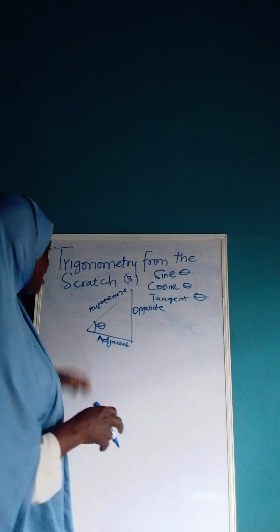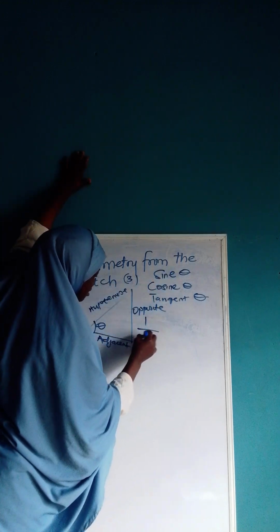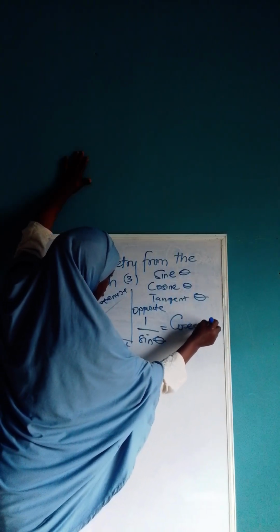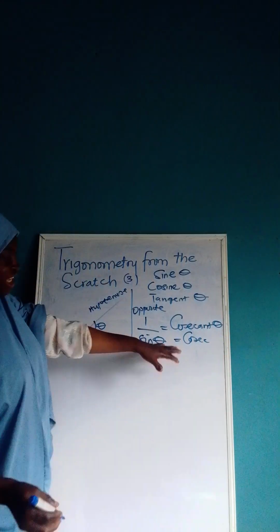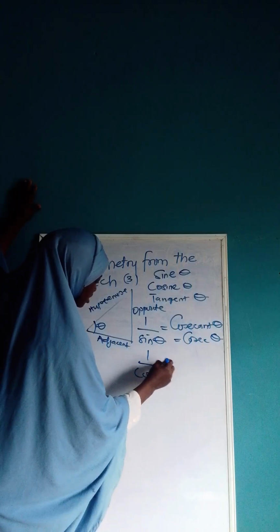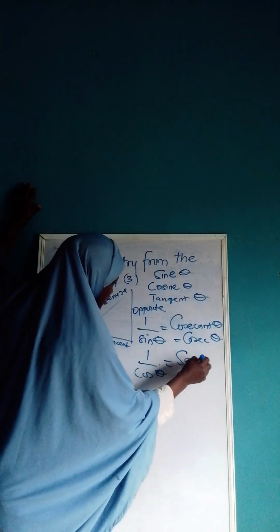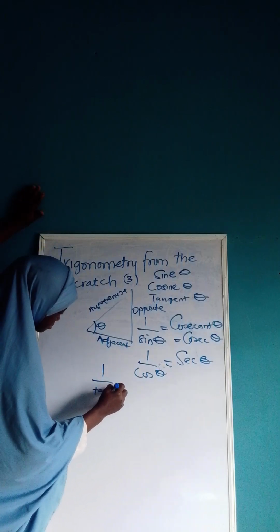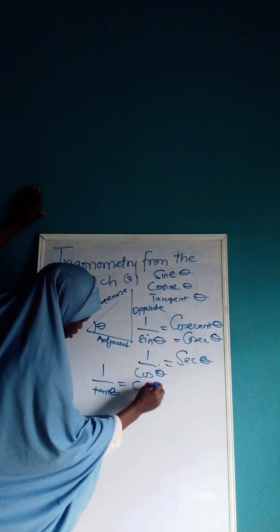We are going into the inverse of sine theta. The inverse of sine theta is called cosecant theta, but we used to call it cosec theta. The inverse of cos theta, we call it secant theta, or sec theta. And the inverse of tangent theta is called cot theta.